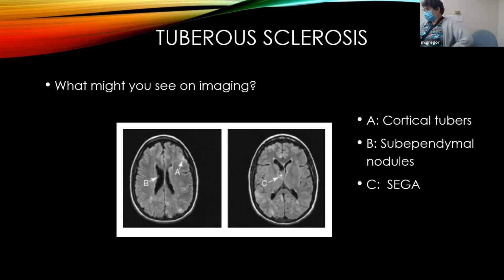And these cortical tubers especially are going to be the things that cause problems as far as seizures, because they can grow in size and become problematic. But the number one major thing you're going to be looking for in imaging is this big guy in the center, which is a subependymal giant cell astrocytoma. And those are potentially deadly.